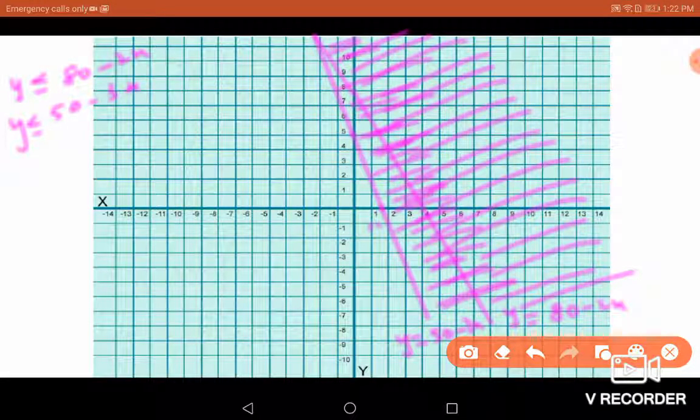Third line, what is your third inequality? The x-intercept is 14, the y-intercept is 70. The x-intercept 14 is very near to this one, a little bit downwards, somewhere here. 14 is less than 16.7, somewhere here after 10. The y-intercept is 70. You will come through this way.